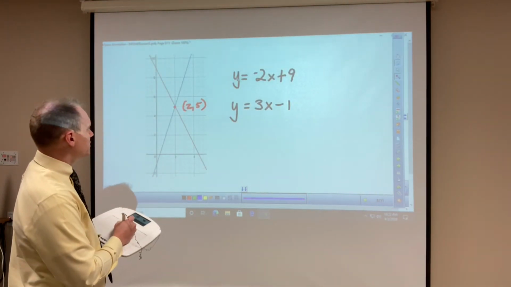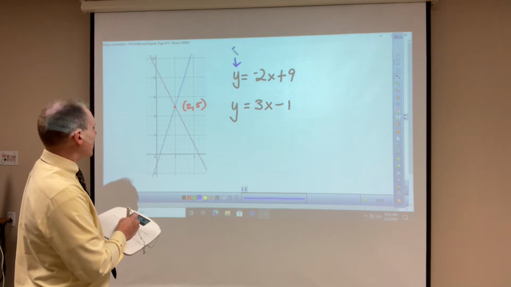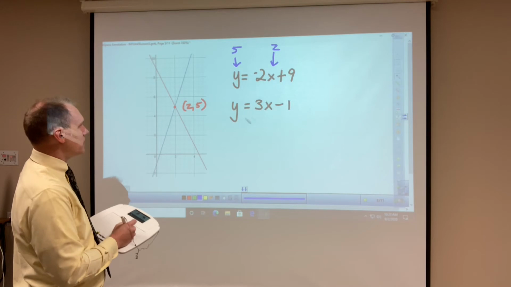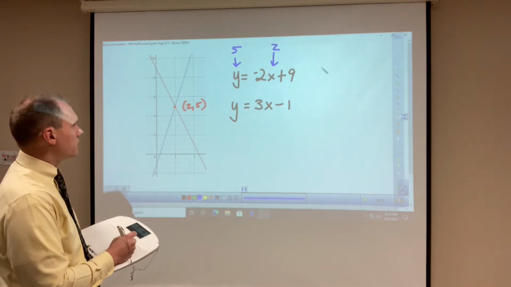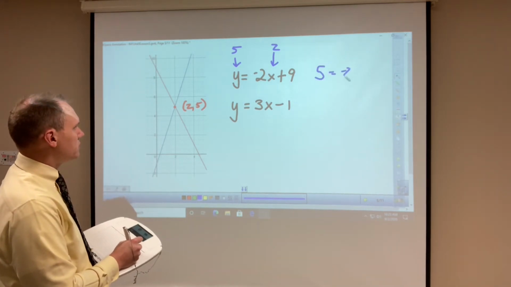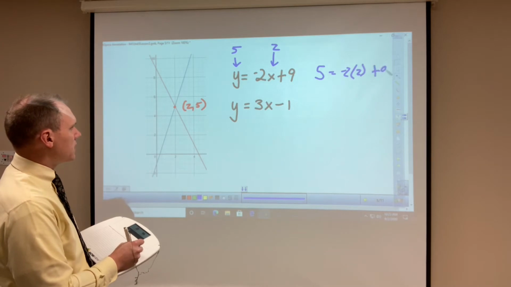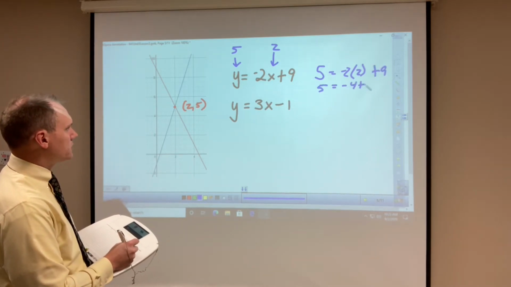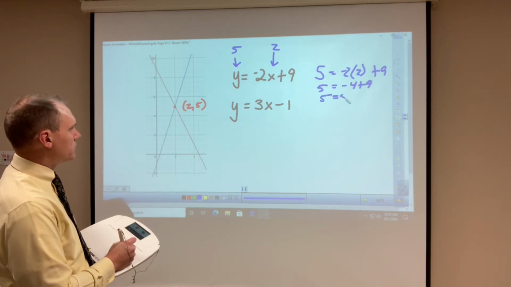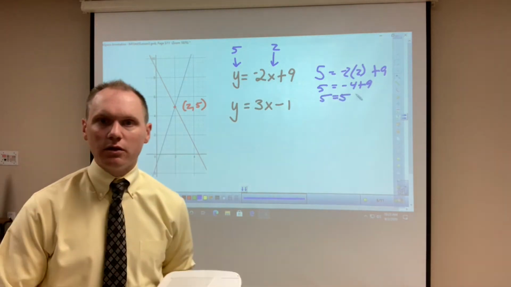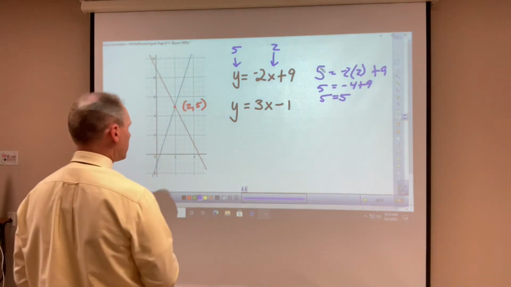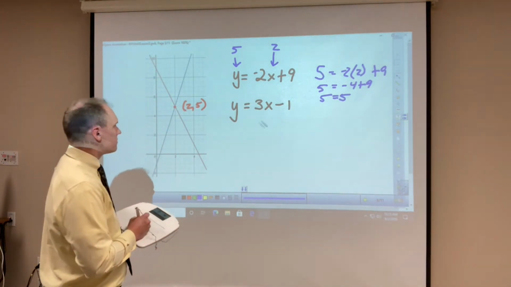So if we substitute 5 in for the y value and 2 in for the x value for both equations, it needs to work out for both. So that'd be 5 equals negative 2 times 2 plus 9. So in this one we get 5 equals negative 4 plus 9, and that means 5 equals 5. That's a true statement, right? Both sides are equivalent when y is 5 and x is 2.